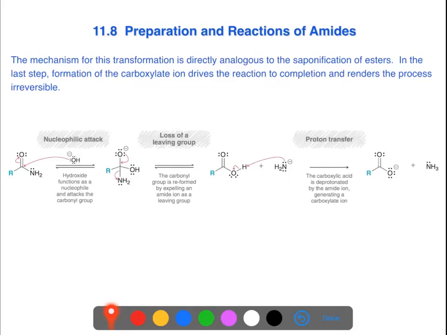But this reaction generally occurs because this amide ion will quickly react with the newly formed carboxylic acid to form the carboxylate. It's the formation of this carboxylate ion that really drives this reaction to completion and prevents this process from being reversible, that is, going back to the tetrahedral oxide intermediate. Similar to saponification of esters, we can stop at the carboxylate, but we normally will proceed with an acid wash if we want to isolate the carboxylic acid.